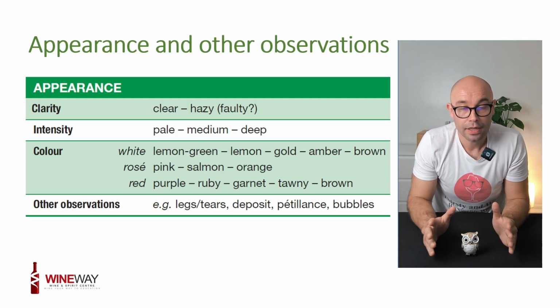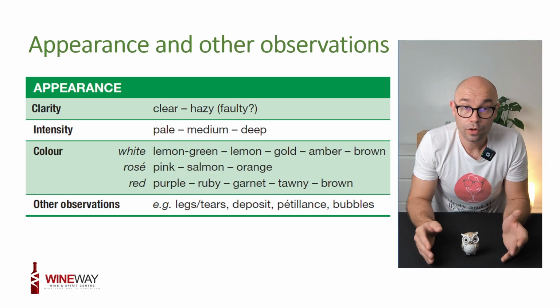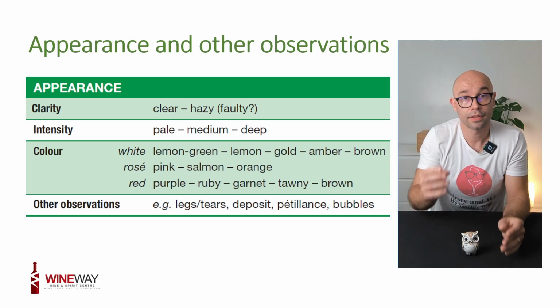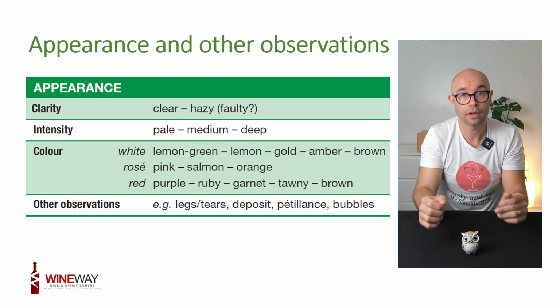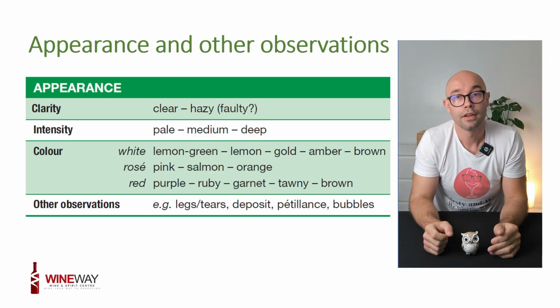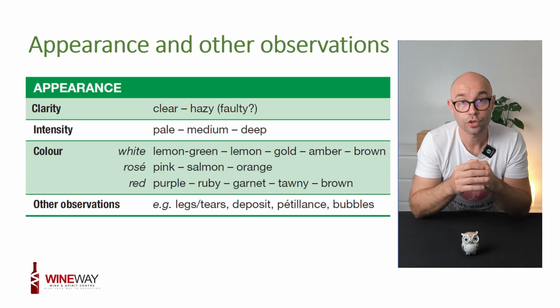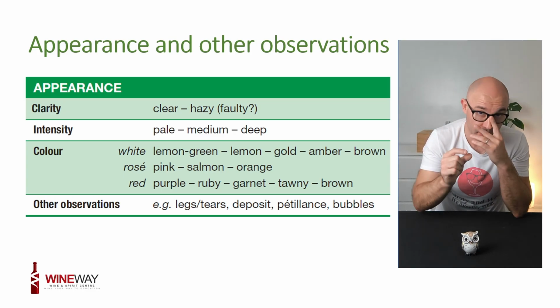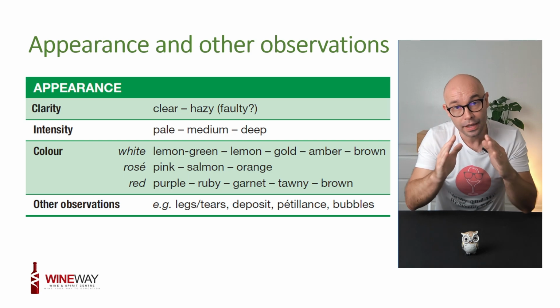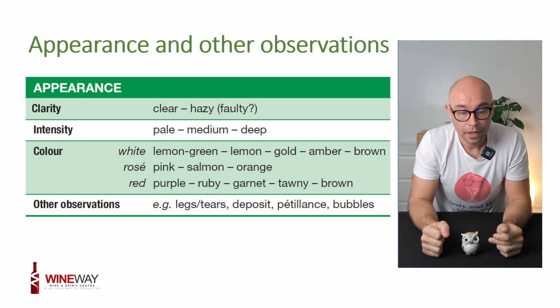So just to give you an idea, legs and tears indicate either alcohol in the wine or residual sugar. Usually wines that are lower in alcohol and are dry have tears and legs that are thinner and faster, versus a wine that is high in alcohol or has residual sugar, where the legs and tears are a little bit thicker and go slower.